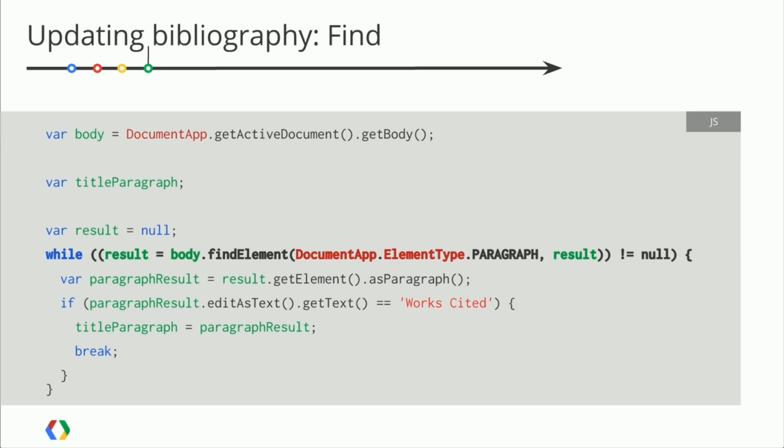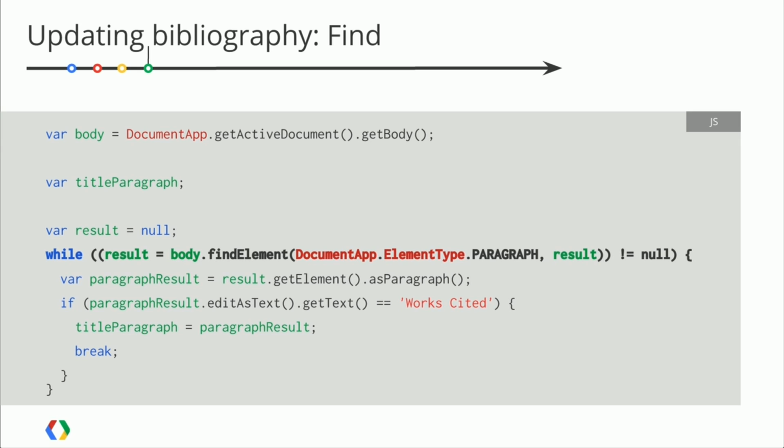So we start out with DocumentApp.getActiveDocument. And we say getBody, to get that body section, the main contents of the document between any headers or any footers. And then we just do this while loop, and we use the findElement call on the document body. And so what the findElement call does is it takes 2 parameters. It takes the type of element we want to find, and in this case that's just a paragraph. So what we're saying actually here is loop over all the paragraphs in the document body.